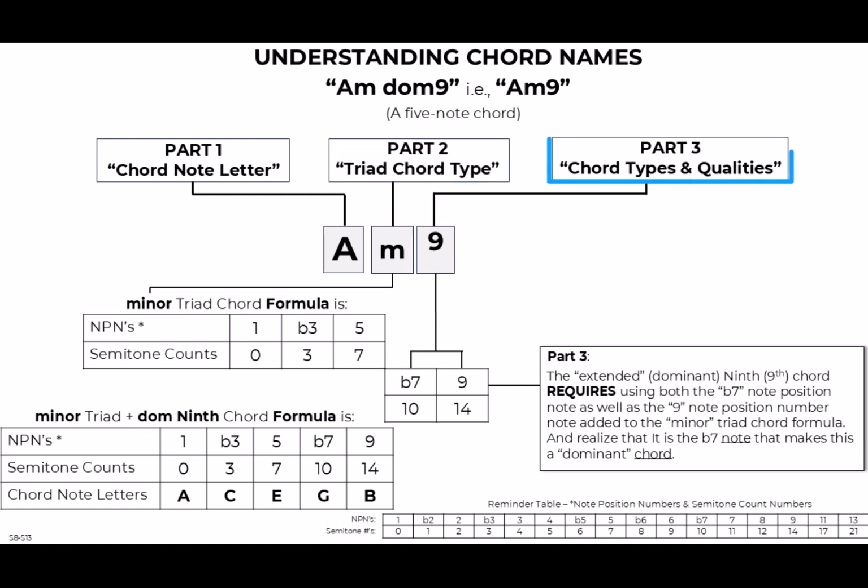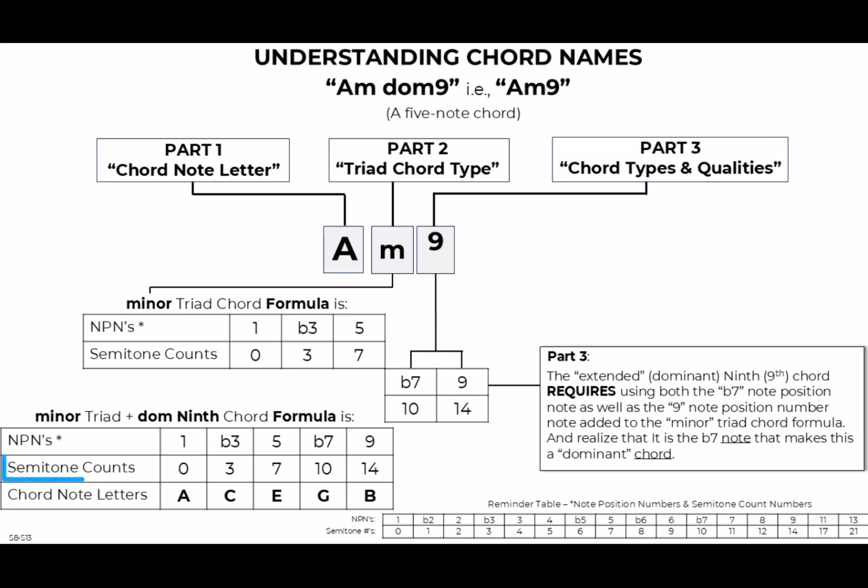For part 3, the DOM abbreviation identifies it to be a dominant chord, and because it is an extended dominant chord, it requires using both the flat 7 note position note as well as then adding the 9th note position note as its name indicates. And we're adding those notes to the minor triad formula as you see here. Obviously, because it's a dominant type of chord quality, it must have the flat 7 note position number in it, which gives it its dominant quality. And then obviously the 9 note position number gives this chord its 9th chord quality.